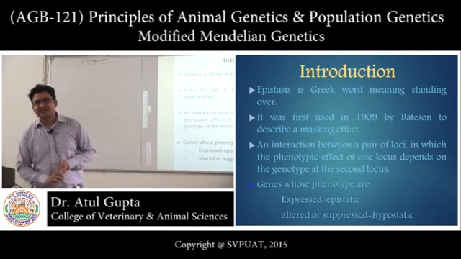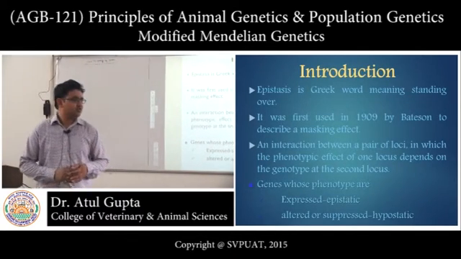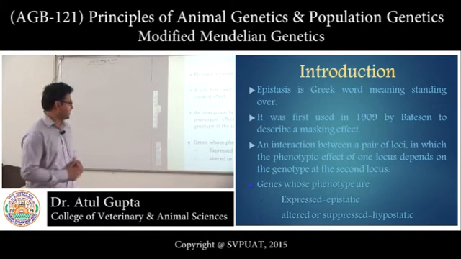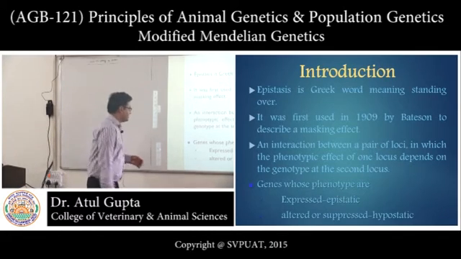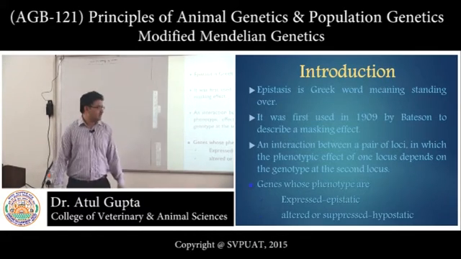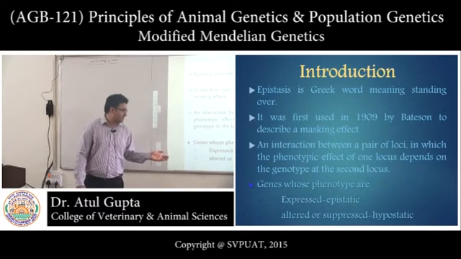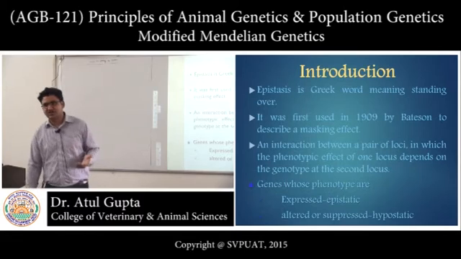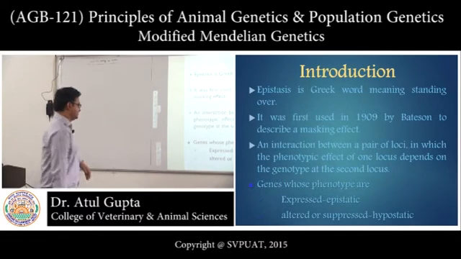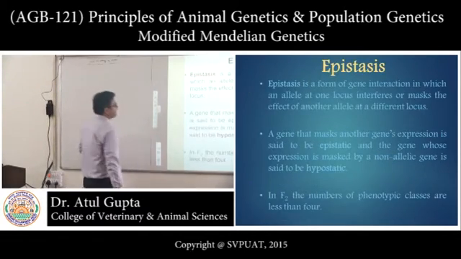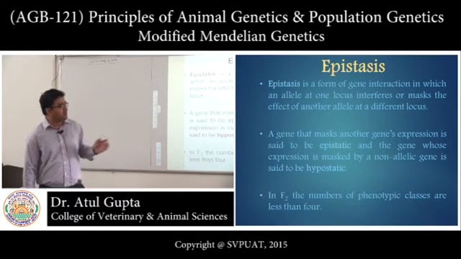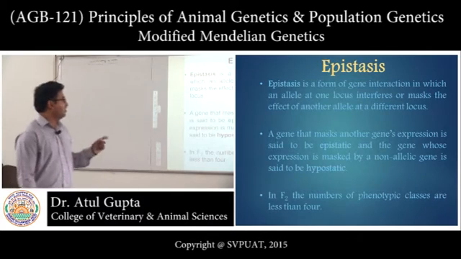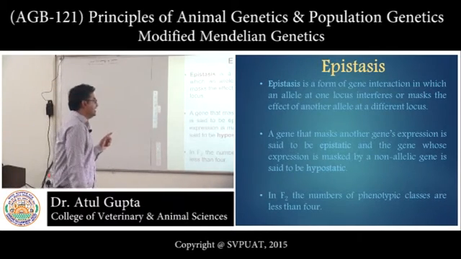That is, it is the interaction between the alleles which belong to different genes at a different locus. So the gene whose phenotype is expressed is epistatic, and the one whose phenotype is not expressed or altered is hypostatic. Epistasis is a form of gene interaction in which an allele at one locus interferes with or masks the effect of another allele at a different locus.